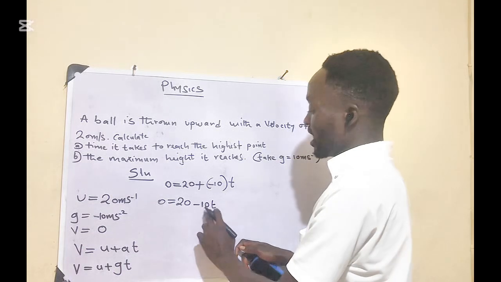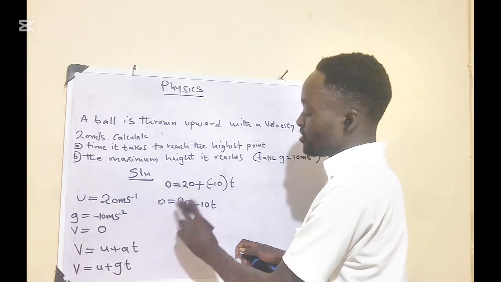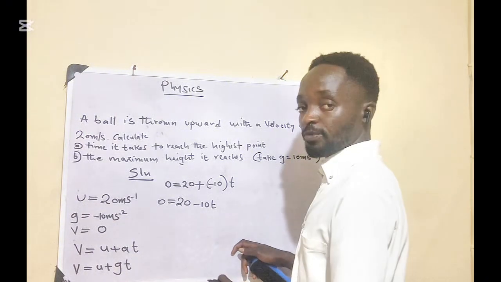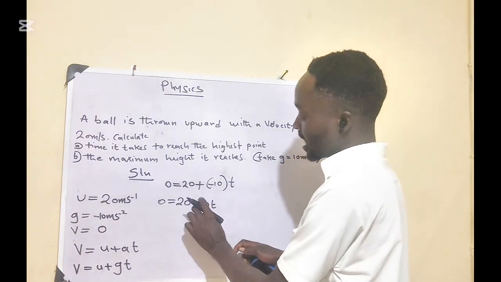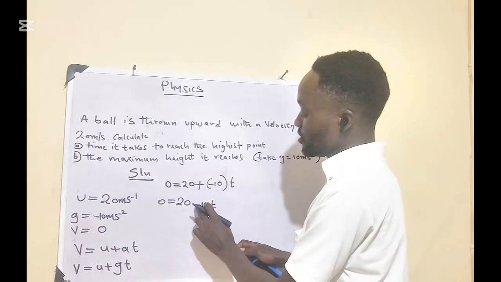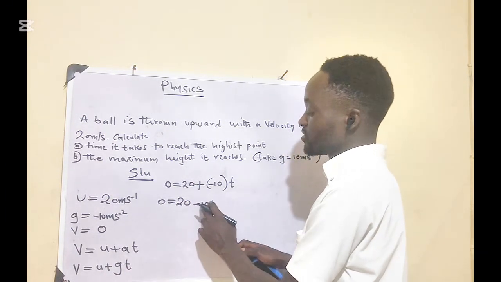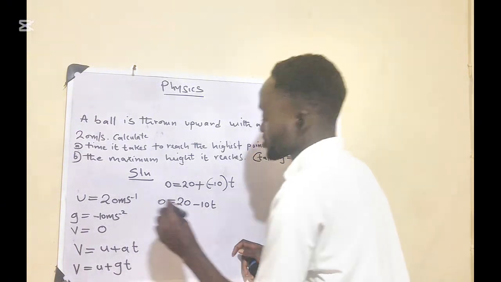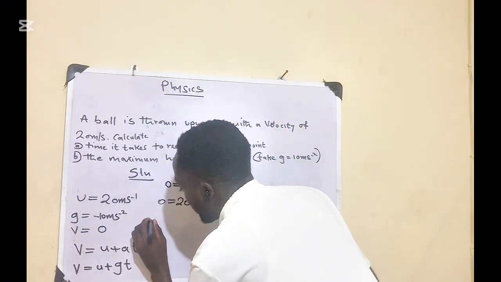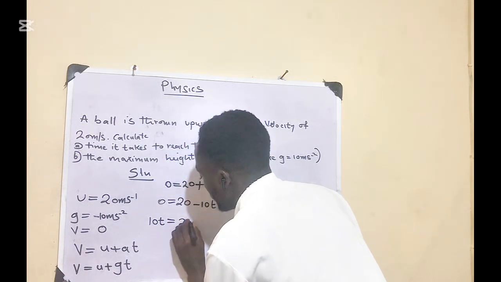The next thing we will do is to make 10t the subject of the formula by bringing it to the other side of the equation. And when we carry 10t to the other side of the equation, it's going to become positive, because anytime you carry a number and it crosses the equal to sign, the sign is going to change. If it was plus, it's going to become negative, but now that it's negative, it's going to become plus. So now we have 10t is equal to 20.